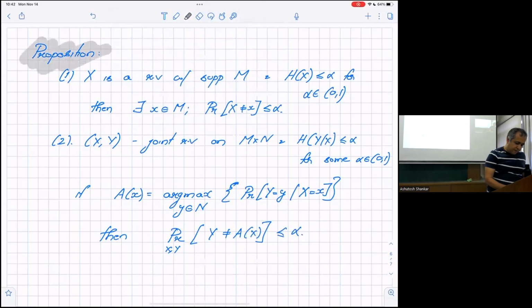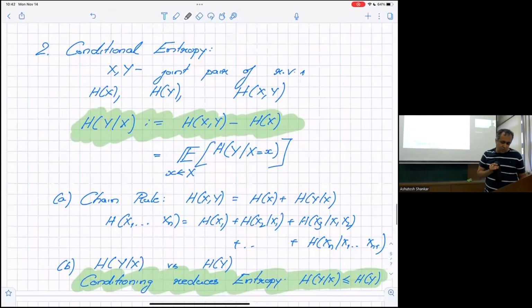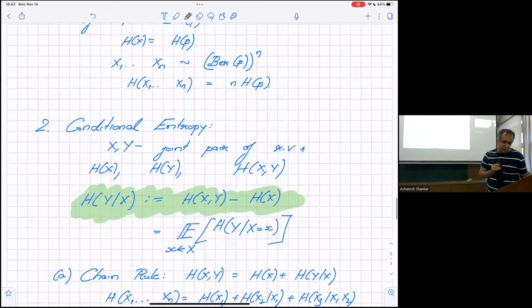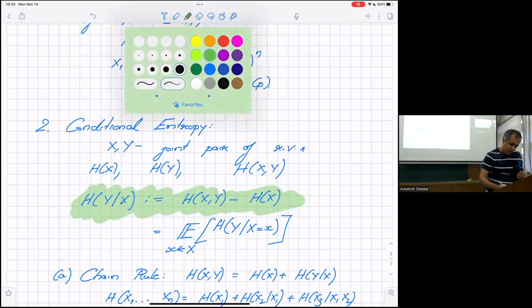Both of these follow easily from the definitions. This one follows from the definition of entropy. This will follow from the definition of conditional entropy. This definition, I would need this.